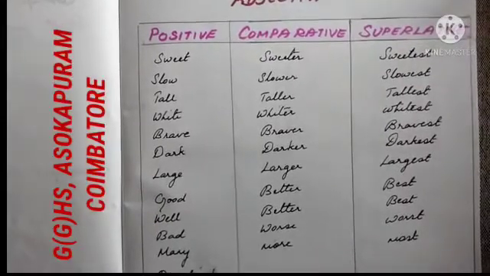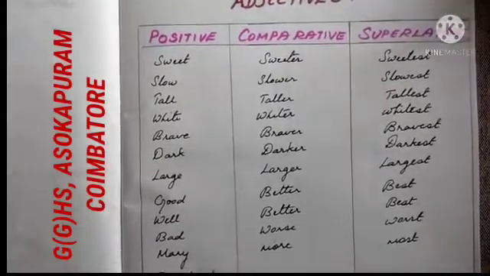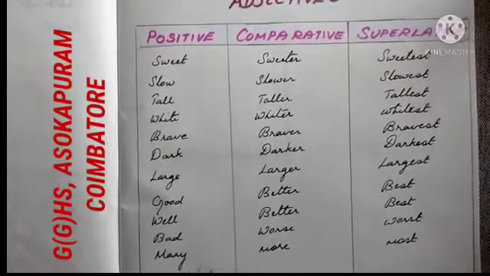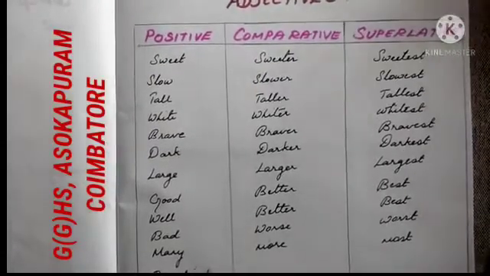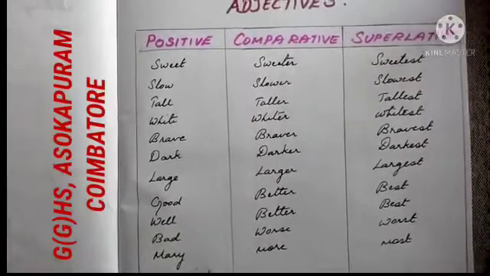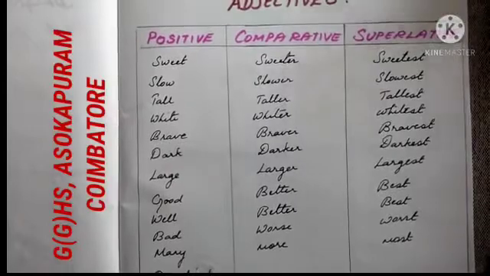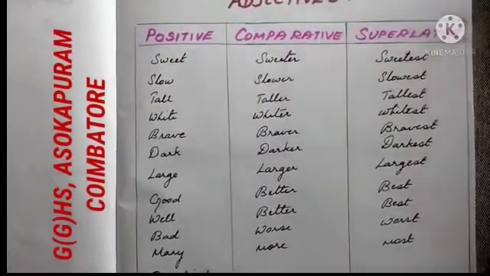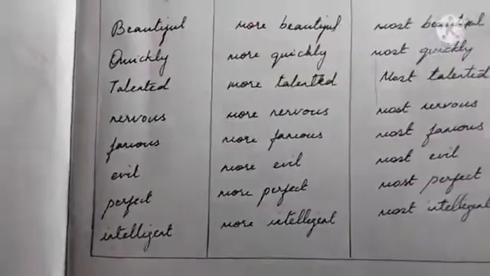But look at the word good. Is it changed to gooder? No. So there are a few words where you have to change the entire word. When you get good, it should be changed to better, and in superlative, it is changed to best. And when you get well, it will be changed to better, and in superlative, it is best. Bad, worse, worst. Many, more, most. So like this, you will be changing the adjectives.